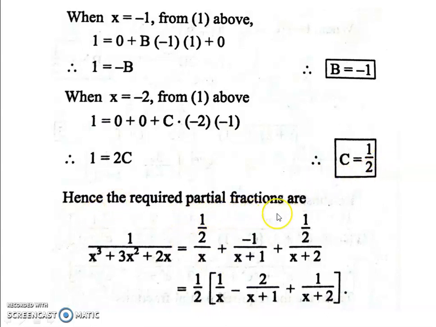Hence, the required partial fractions of 1 upon x cube plus 3x square plus 2x: A is 1 upon 2x, B is minus 1 upon x plus 1, plus C is 1 upon 2(x plus 2). If we take 1 upon 2 common, 1 upon x is remaining. Here 2 is multiplied, so minus 2 upon x plus 1, plus 1 upon x plus 2. So we derive the final answer in this way.